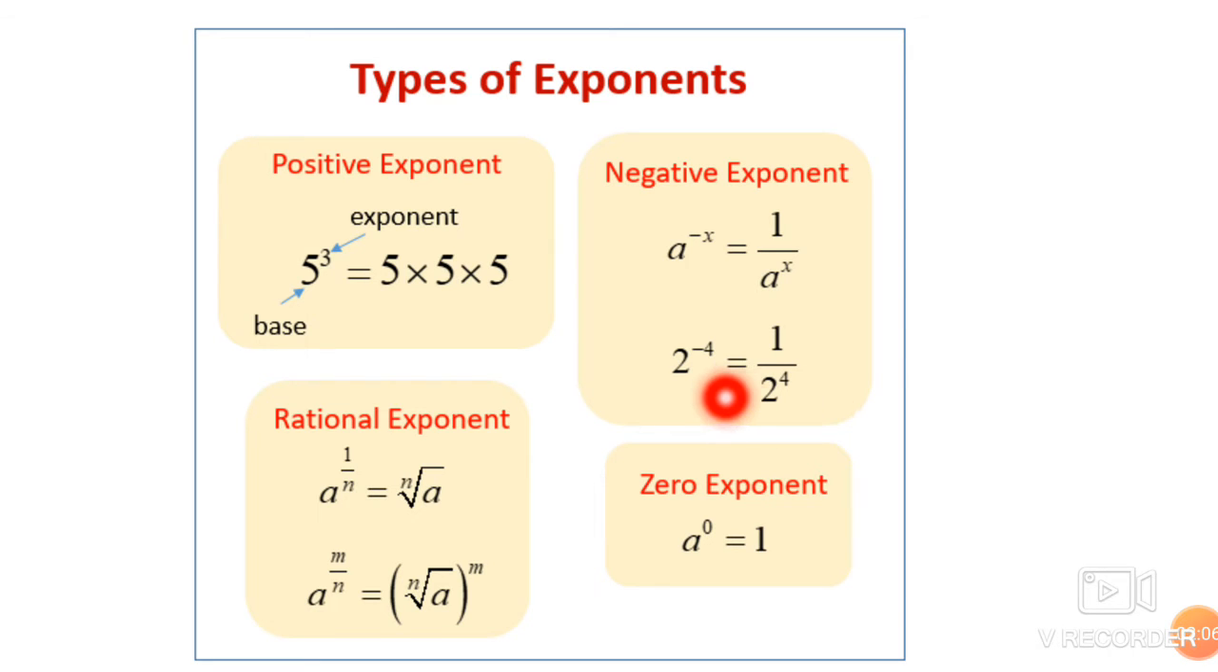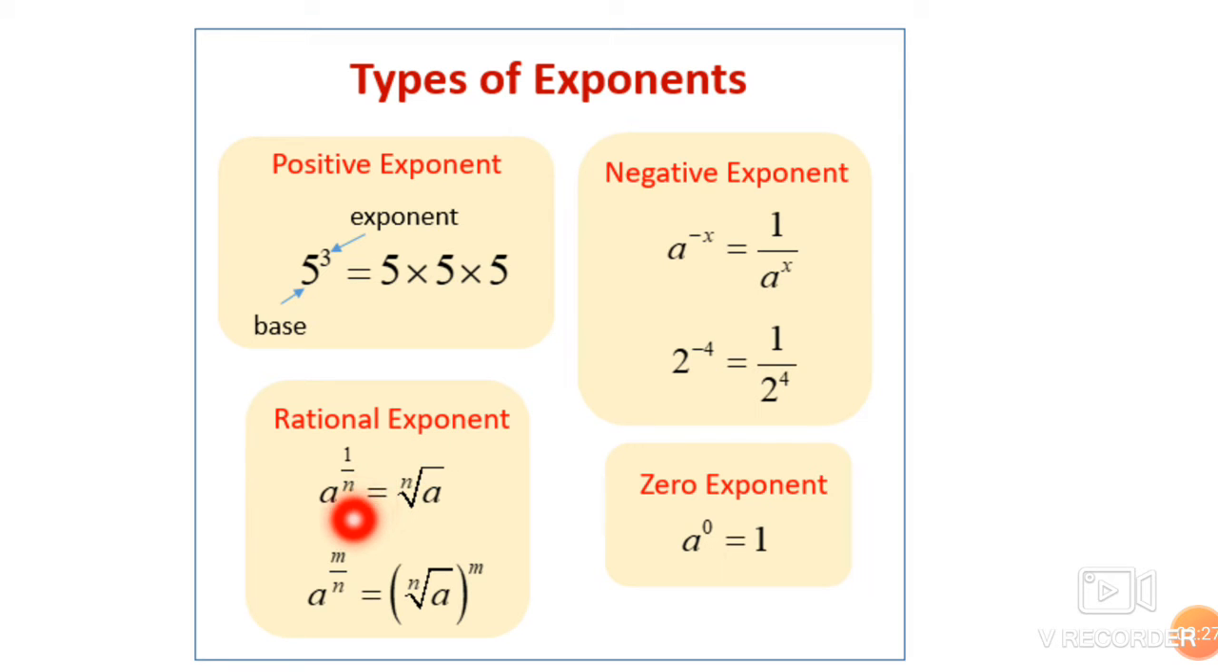For example, if we have 2 exponent minus 4, it will become 1 upon 2 exponent 4. This is how we solve negative exponent. Next, we have rational exponent. As we have learned, rational numbers are the numbers that can be written in the fraction form. So, rational exponents are the exponent which are a fraction.